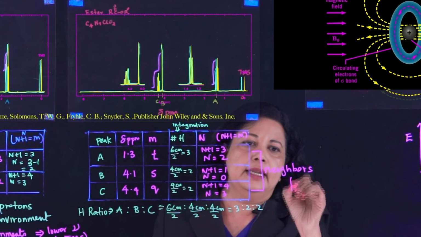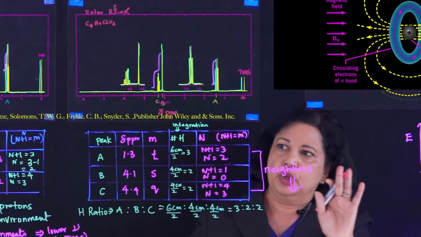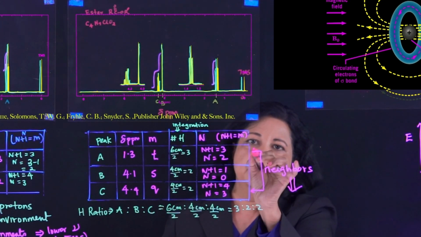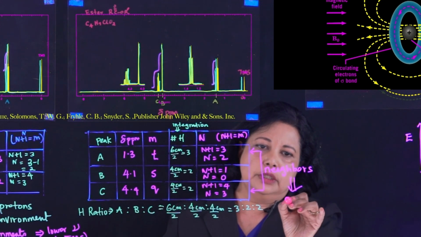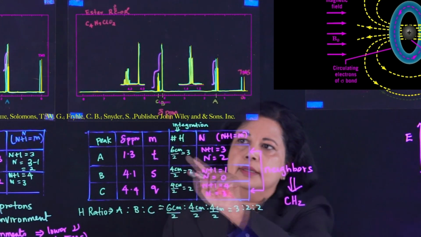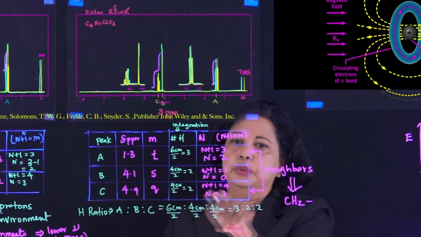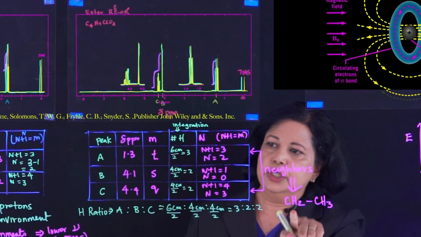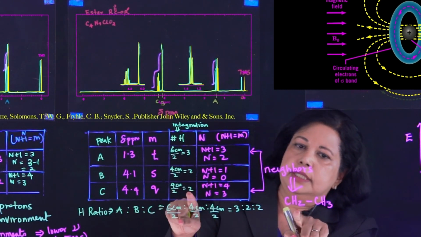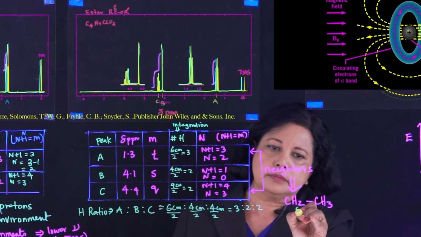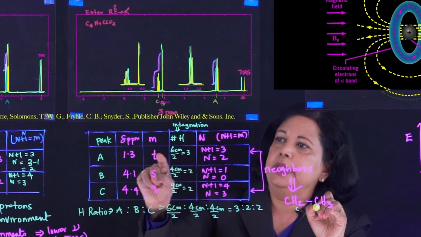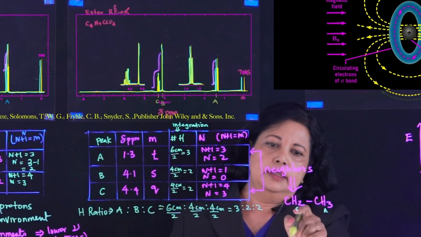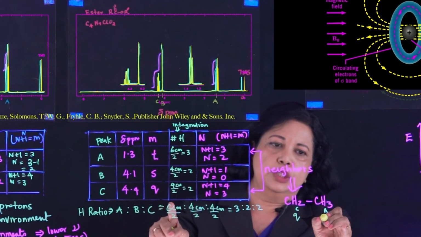And we can then talk about this structure when you have a triplet and a quartet next to each other. So you have 2 hydrogens that are next to 3 hydrogens. If you take this hydrogen, the CH2, which is the C here, and the CH3 triplet, which is the A here, this is a quartet, this is a triplet.